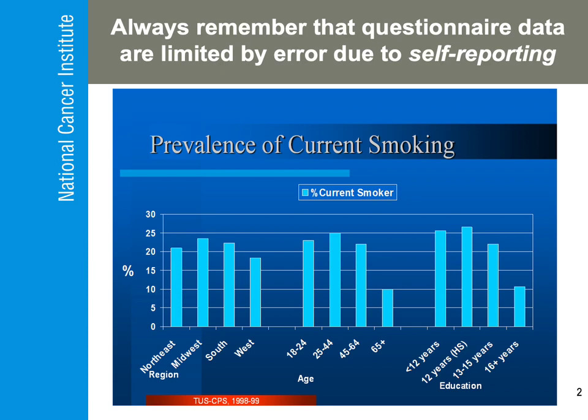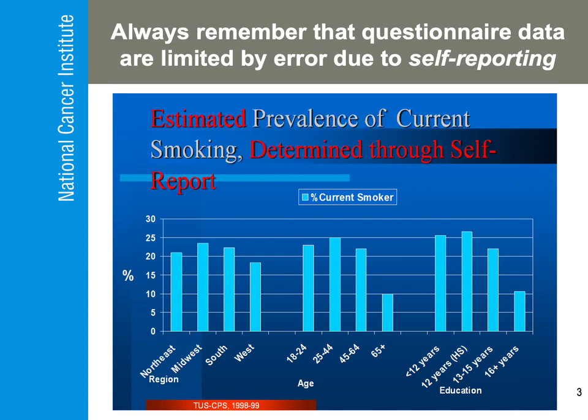We use this type of title a lot, and it's not necessarily wrong, but it is somewhat of an oversimplification. In truth, we don't know the actual prevalence of smoking. The title would be more accurate if expressed as the estimated prevalence of current smoking as determined through self-report.